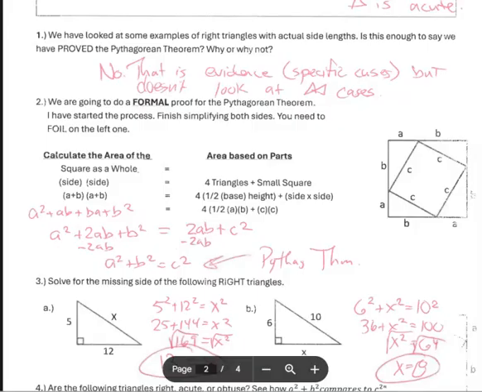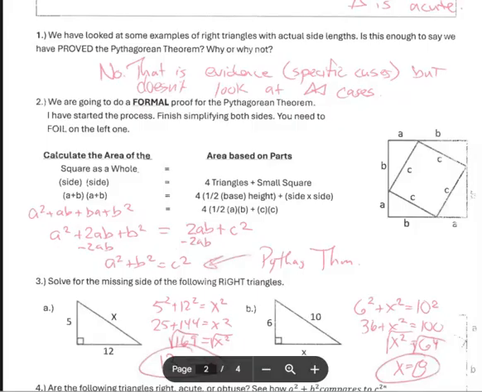And when you FOIL this, you get a squared plus 2ab plus b squared. If you find the area of the 4 triangles plus the square, the 4 times 1/2 base times height give you 4 times 1/2 ab, which is 2ab, and the square in the middle is c by c, so it is 2ab plus c squared.